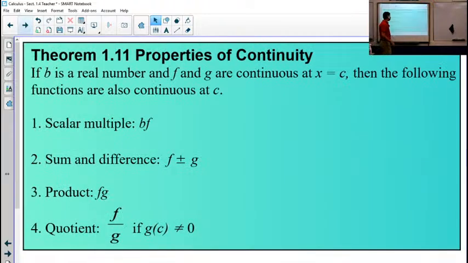Some properties of continuity. If I've got two functions, then if I take the function and multiply it by some number, then it's still continuous. If I add together continuous functions, they're going to be continuous. If I multiply together continuous functions, they're going to be continuous. If I divide continuous functions, they're going to be continuous as long as the bottom is not 0. Once the bottom is 0, then we have discontinuity.